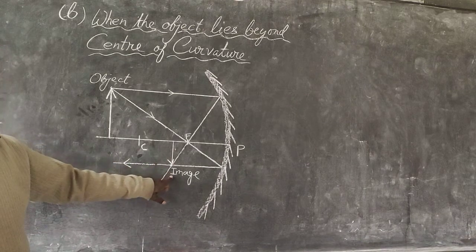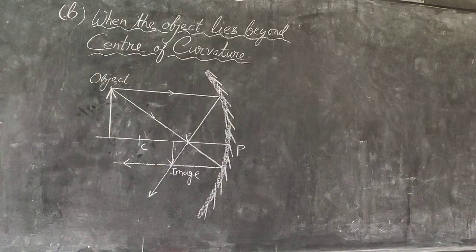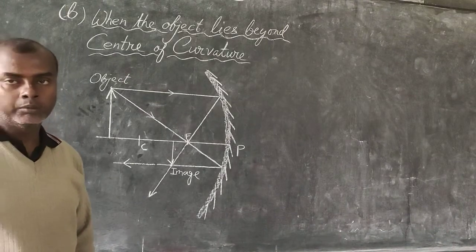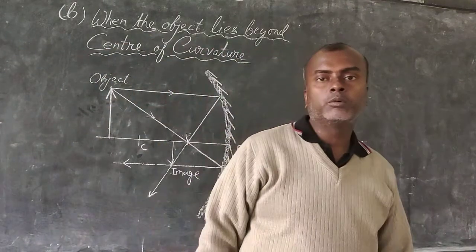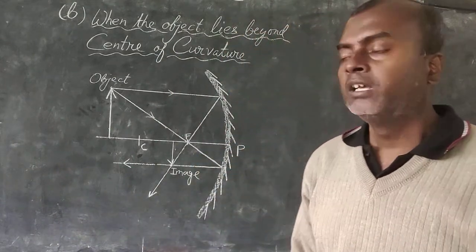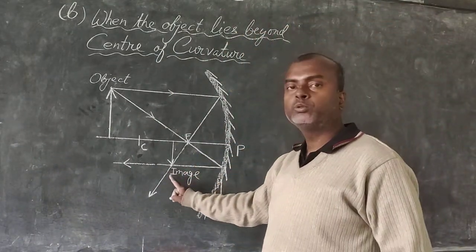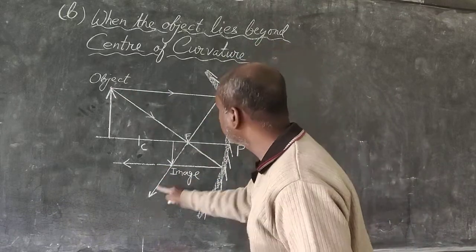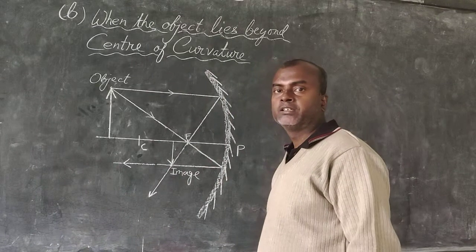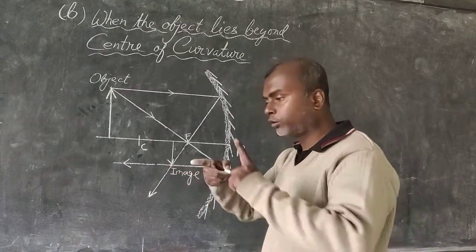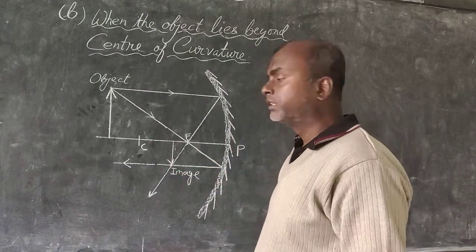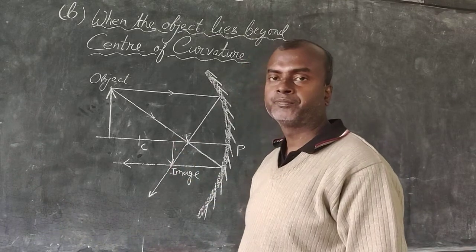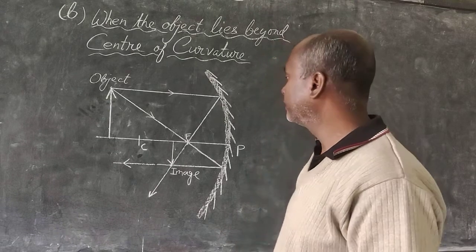Such an image which is formed by the actual meeting of the reflected rays is called a real image. Remember, in the previous section I was telling you that I will tell you the meaning of a real image. A real image is formed by the actual meeting of the reflected rays. These are the incident rays, these are the reflected rays. The reflected rays actually cross or meet each other. The point where they cross or meet each other, there will be the image. Alright? I hope you are understanding.